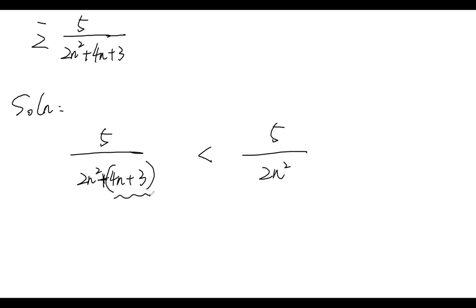Because this part is always positive, the denominator of the left-hand side is greater than the denominator on the right-hand side, and they have the same numerator. So this inequality is true.